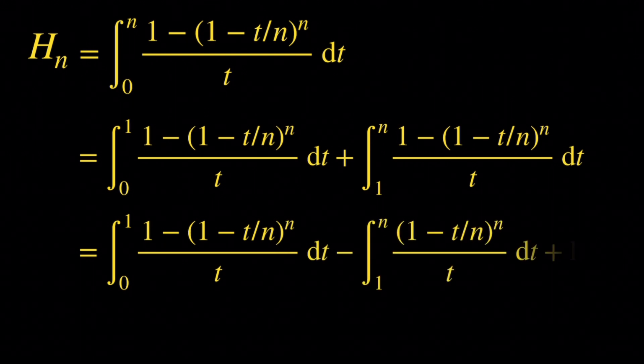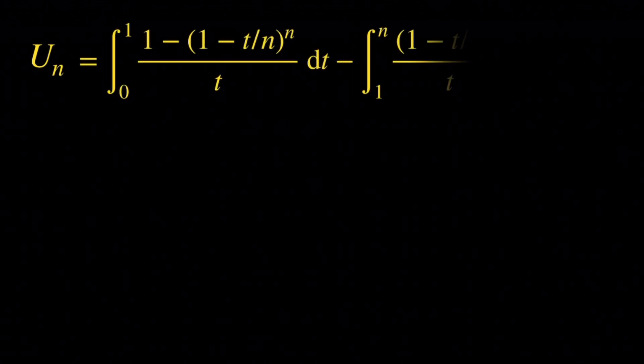Okay, so now notice that we now have natural log of n, because the integral from 1 to n of 1 over t is simply that. Okay, so now we can subtract natural log of n from both sides, and we know that h_n minus natural log of n is simply u_n.